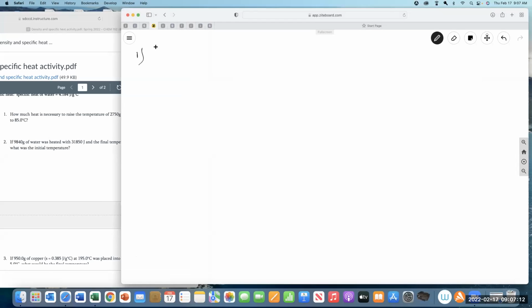2750 grams at 4 degrees. This is water. TI is 4. TF is 85. So Q is MS TF minus TI, since we have two temperatures. So this is pretty straightforward.